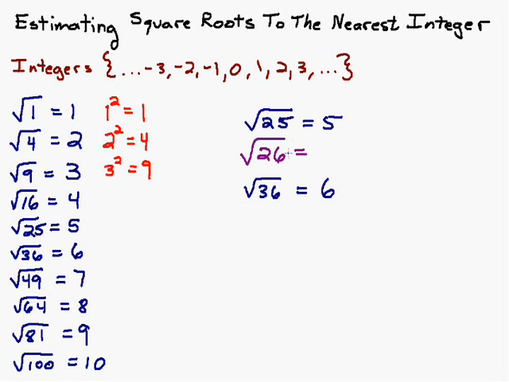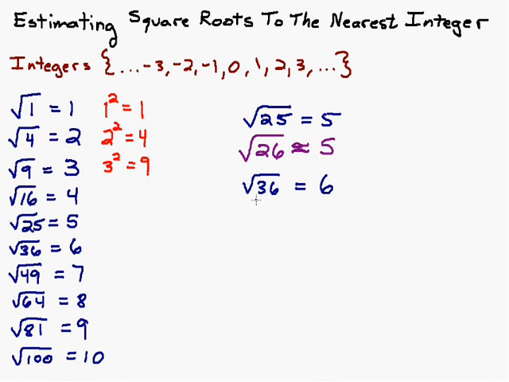Well, 26 is closer to 25 than it is to 36, so it's going to be closer to 5. It's going to be very, very close to 5. If I had to guess to the nearest tenth, I'd probably say like 5.1 or something. But if it wants me to estimate to the nearest integer, then instead of using an equal sign, let's use an approximate sign. It'd be approximately 5. That would be the estimate to the nearest integer.